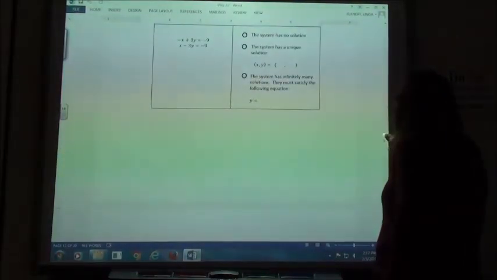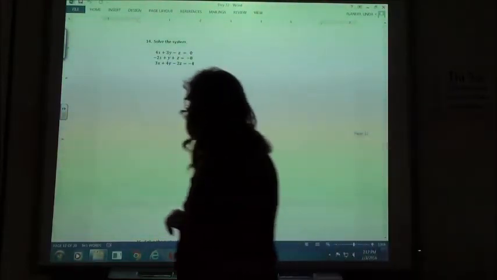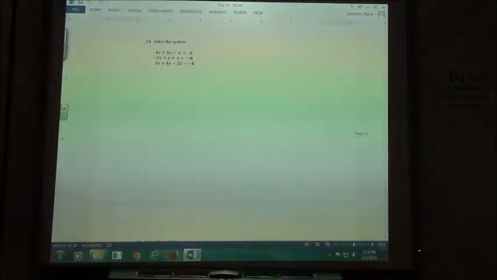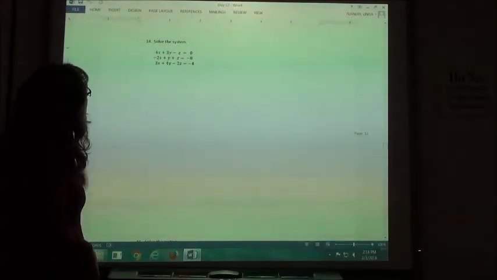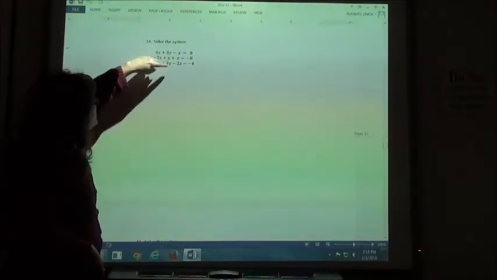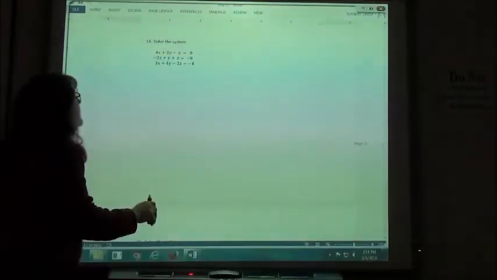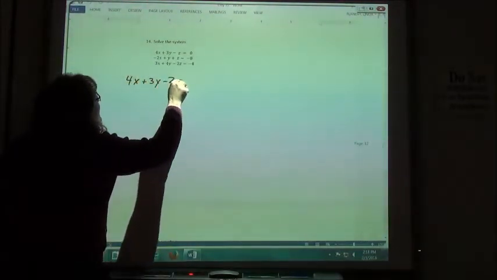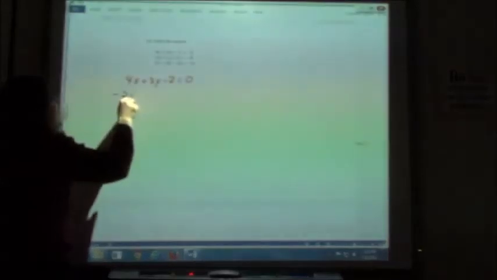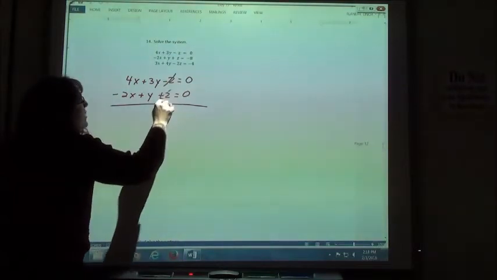So if we go to number 14 here, solving our system of equations: 4x plus 3y minus z equals 0, negative 2x plus y plus z equals negative 8, 3x plus 4y minus 2z equals negative 4. Again, I notice if I use the first two equations, my z's are opposite, so I'm going to go ahead and eliminate my z's. If I have 4x plus 3y minus z equals 0, and negative 2x plus y plus z equals negative 8, and I add them, the z's are going to cancel out.